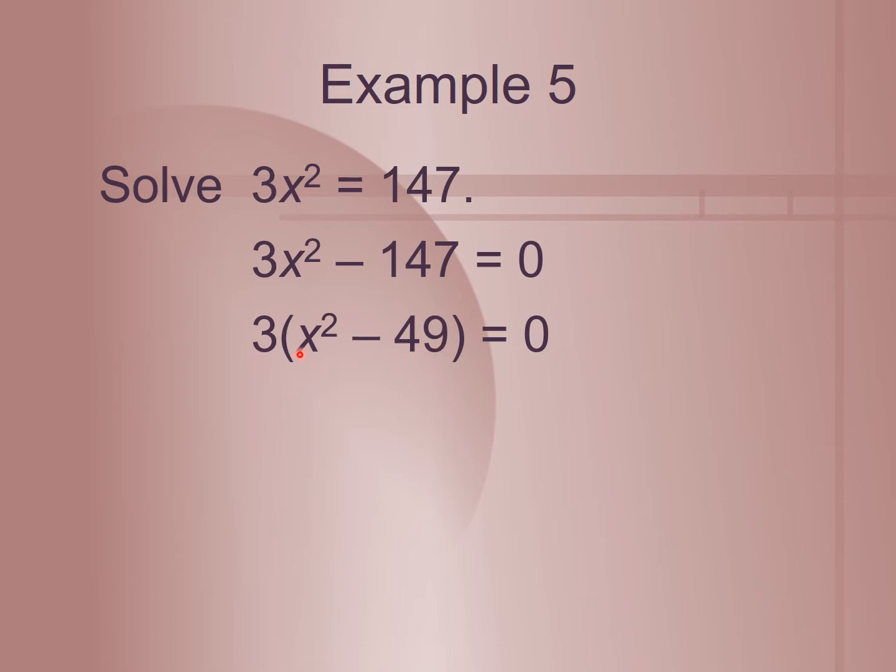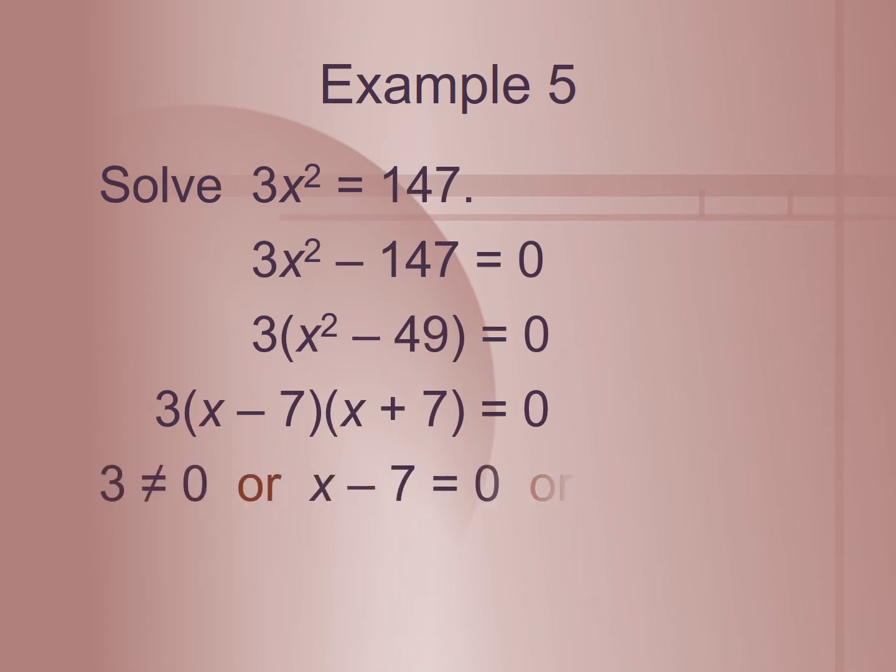And then I recognize that this right here is a difference of squares because x squared is a perfect square and 49 is a perfect square, which means that it will factor into x minus 7 times x plus 7. And now I can apply the zero product property, which says that 3 is not equal to 0, x minus 7 is equal to 0, or x plus 7 is equal to 0. So I'll solve for x, and I'll get my 2 solutions.